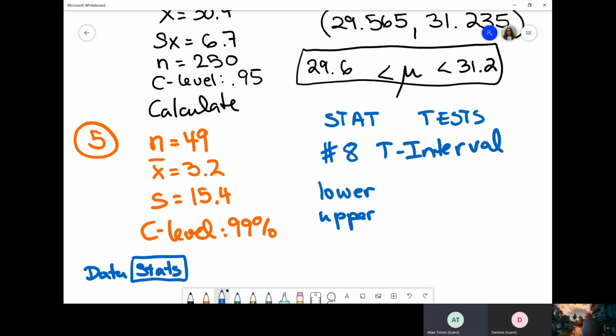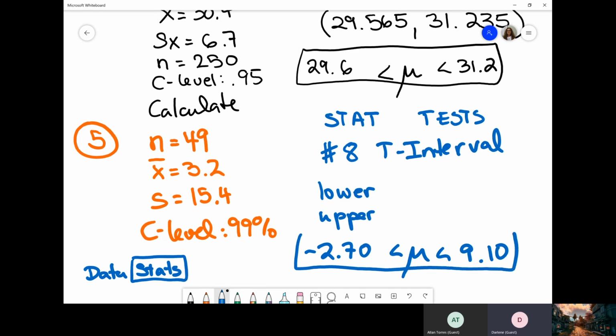Can I say the numbers? Hold on a second. Let's wait till Darlene is entering. Yep, I did already. Okay, so Alan, what did you get, rounded to 2 decimal places? Lower is negative 2.770, and then the upper is 9.10. Darlene, do you concur? I got negative 2.701.